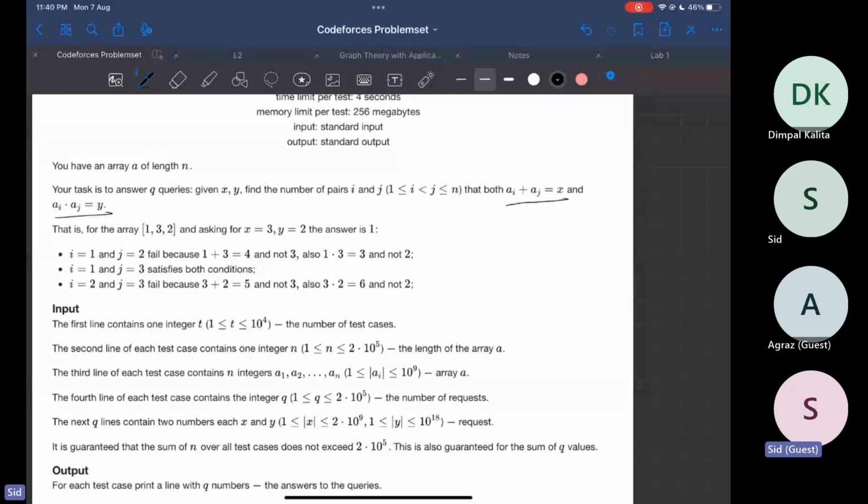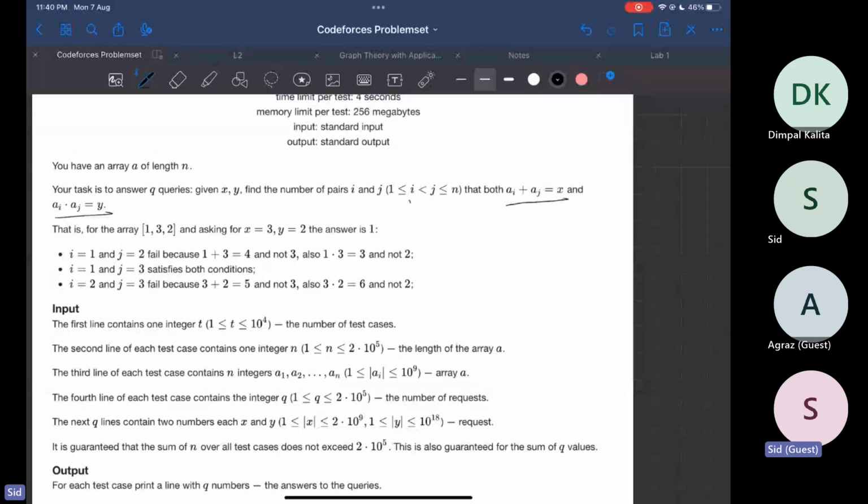If it's I equal to 1 and j equal to 3, then it satisfies both the conditions. And if I is equal to 2 and j equal to 3, it fails because 3 plus 2 equal to 5, not 3, and 3 into 2 is 6, not 2. So there are two conditions basically.